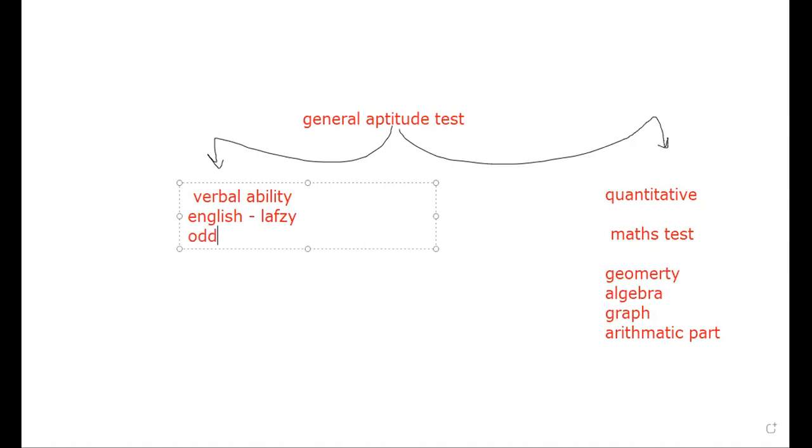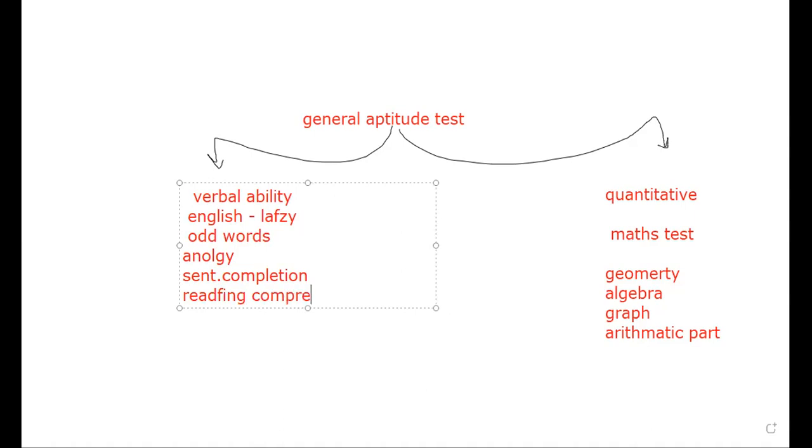It will cover mainly about 5 topics in the exam. One of them is odd words, and analogy, and sentence completion, reading comprehension, and textual error.